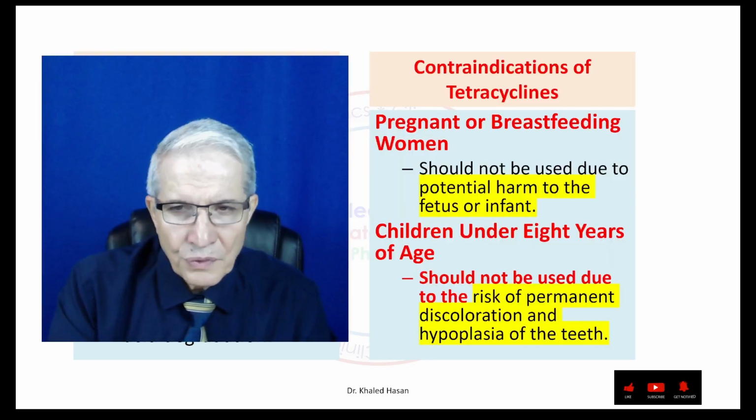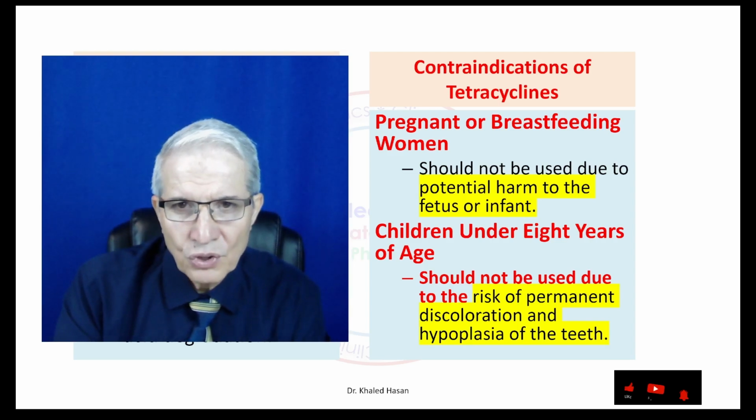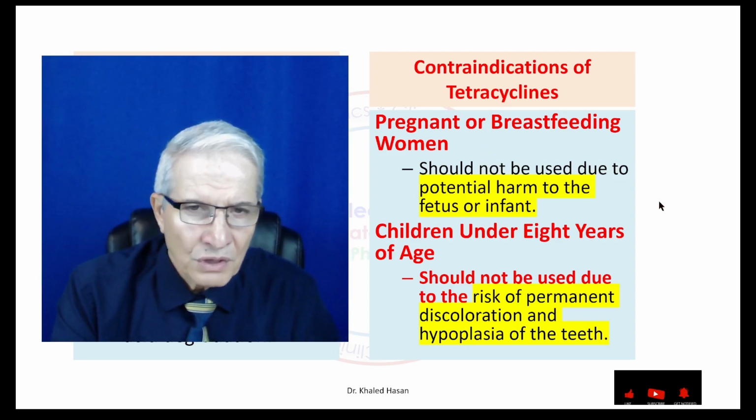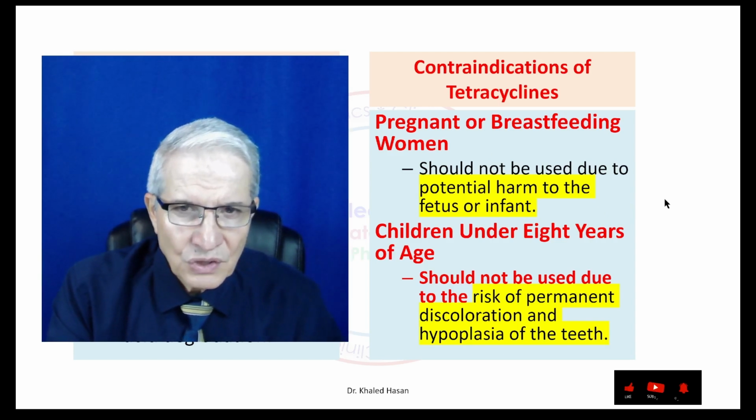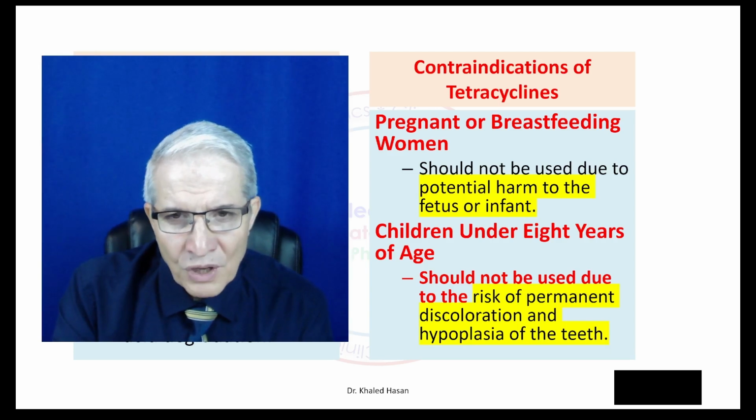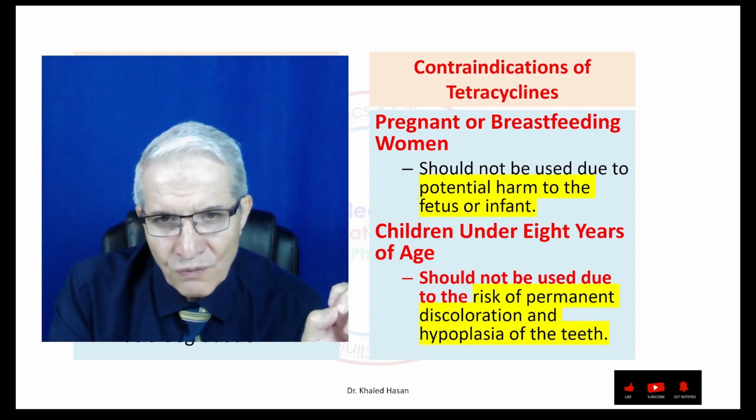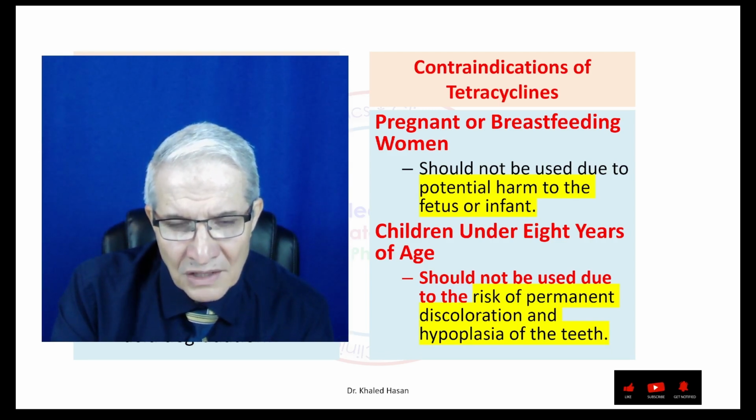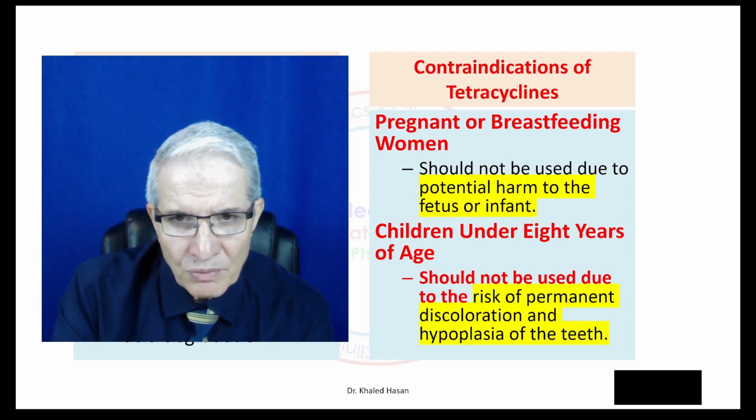Okay, a very important thing we need to emphasize here: tetracycline is not allowed to be prescribed during pregnancy or during breastfeeding due to the potential harm to the fetus or infants. So for this reason, tetracycline is contraindicated. The same applies for aminoglycosides. The same applies for fluoroquinolones. So there are three groups of medication we don't recommend using during pregnancy: tetracycline, aminoglycoside, and fluoroquinolone.